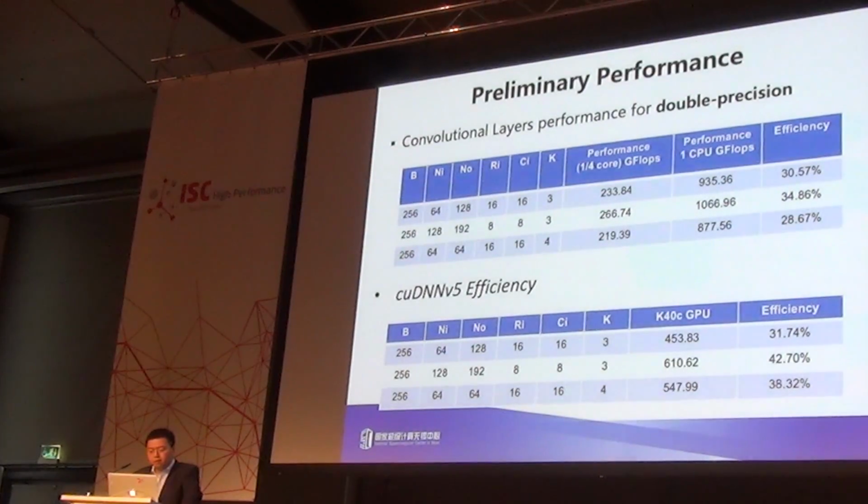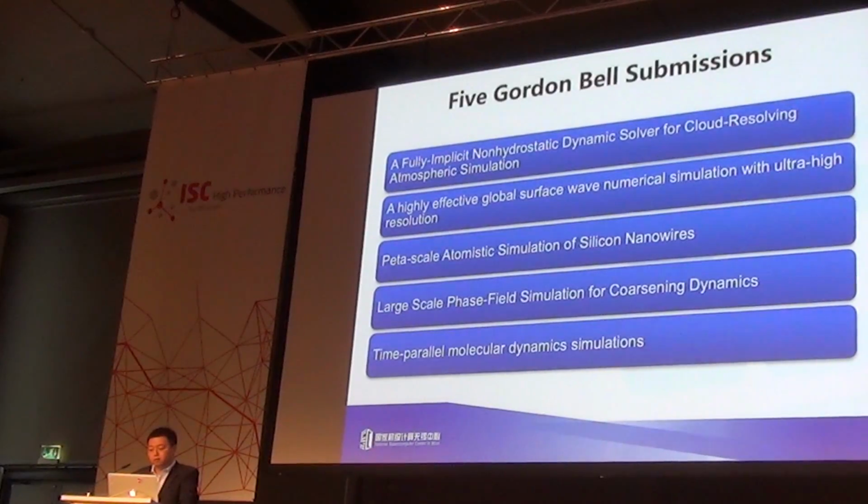These are some preliminary performance results for running the convolutional layers in double precision. The efficiency for now is not yet very good. It's around 30%, but we are still working on this library and trying to make it reach performance similar to the GPU platforms.